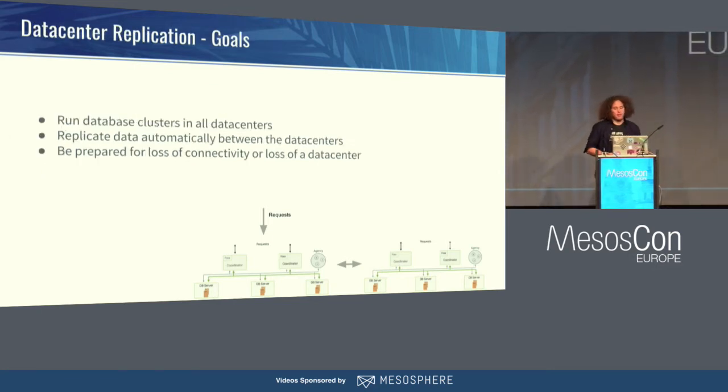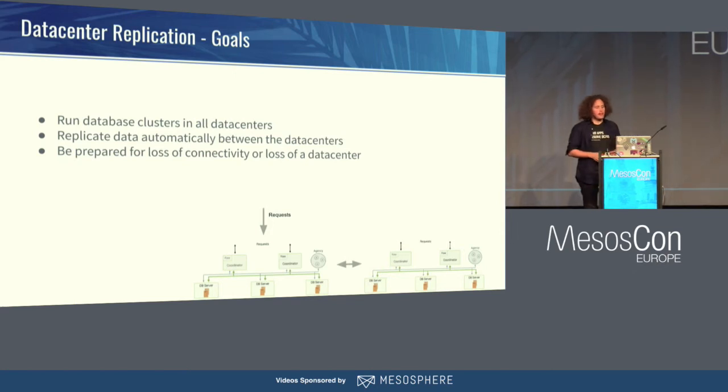So for this first iteration, the goal is actually to run database clusters in both data centers, or in more if you want to, but the current customers are doing it in two, and then replicate data automatically between them. And if one of the data centers fails, they can switch over. So this is the goal of what we are presenting here today.